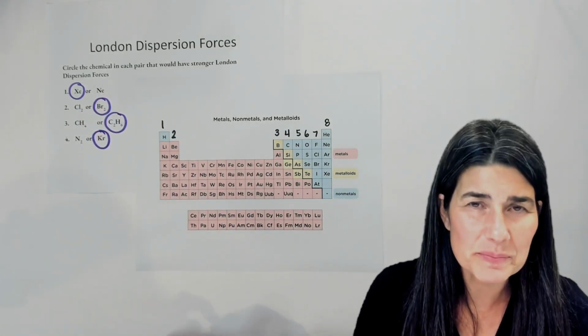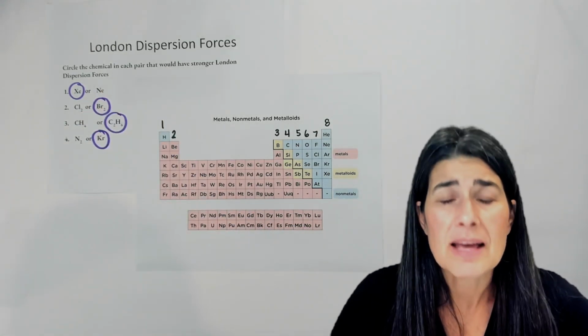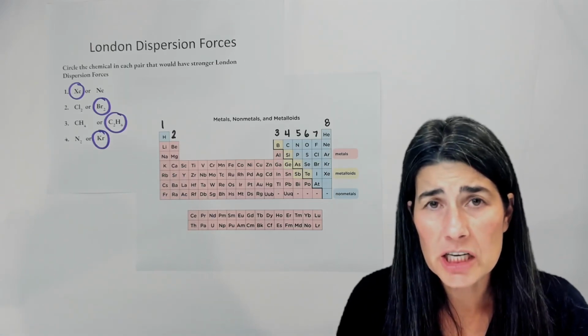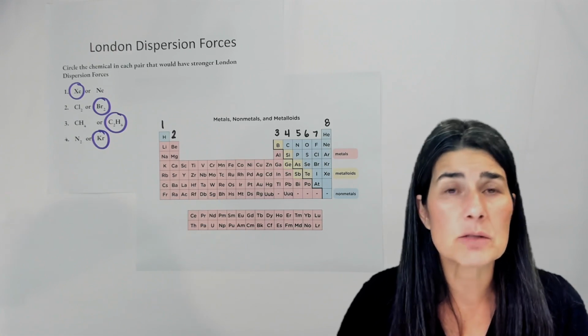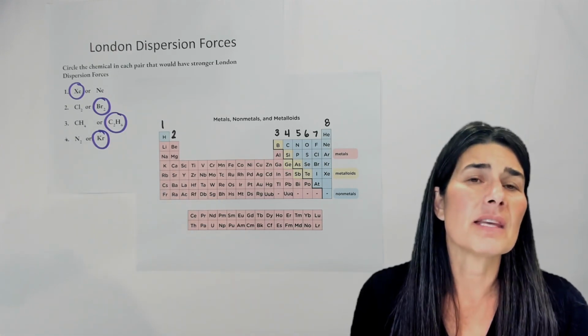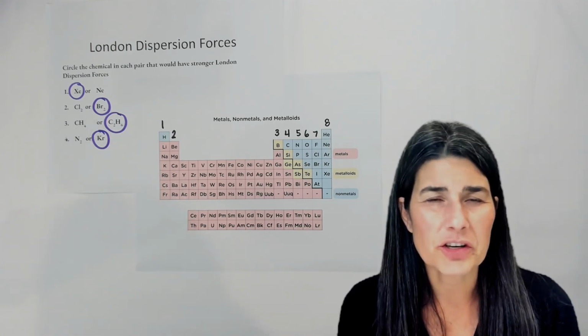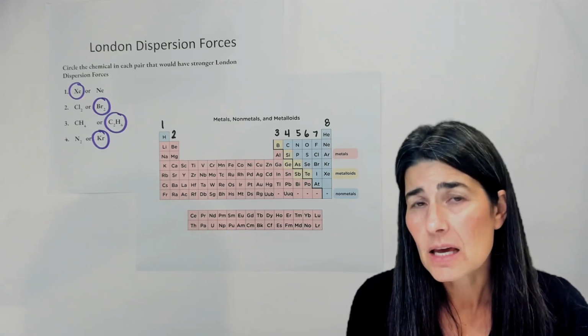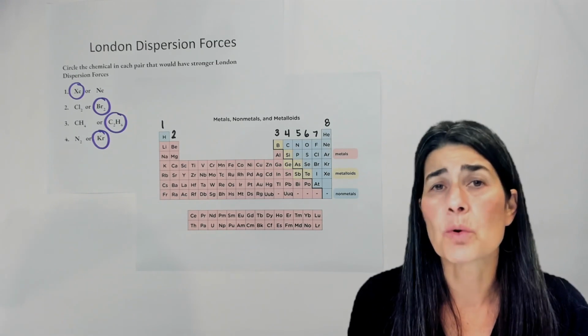I hope that helps. I will mention there is one other way to make London dispersion forces stronger besides the number of electrons, which is the most important way. But the other way is greater surface area of those molecules. The more contact you can make, the stronger those forces are going to be.